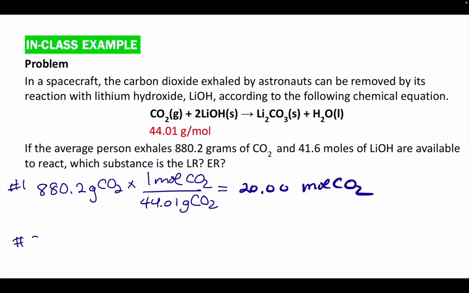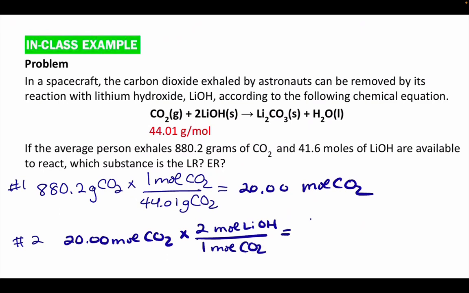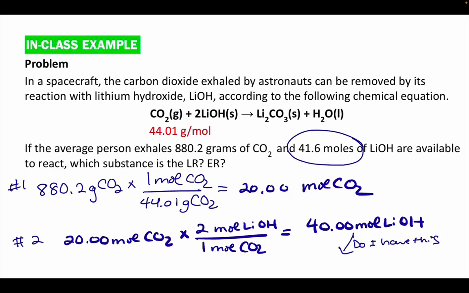Step 2 is I'm going to convert one of the reactant moles to the other reactant in moles. So I'm going to take the 20 moles of CO2 and convert it into moles of lithium hydroxide, the other reactant. So I would get 40 moles of lithium hydroxide. So then I have to ask myself, do I have 40 moles of lithium hydroxide? In the question, you can see that I have 41.6, so yes.